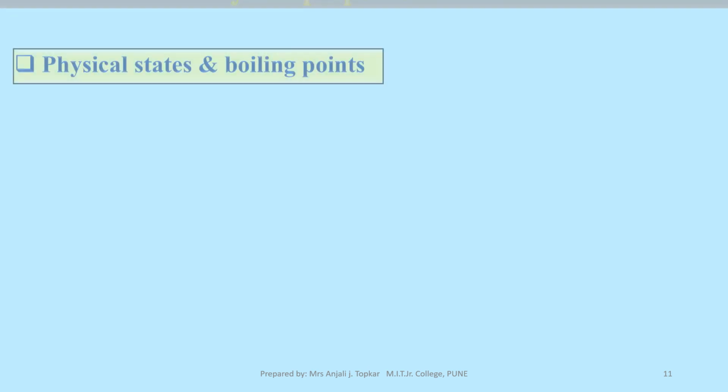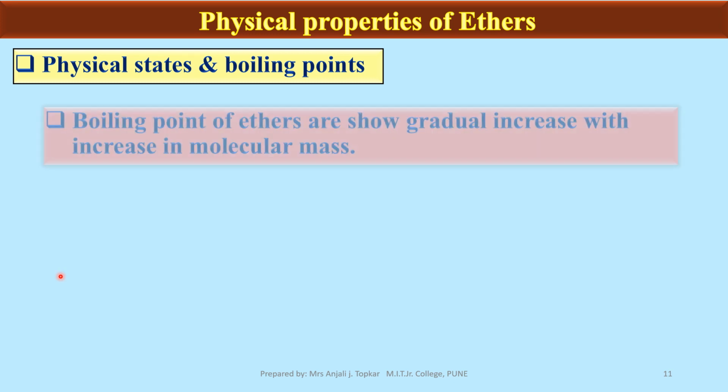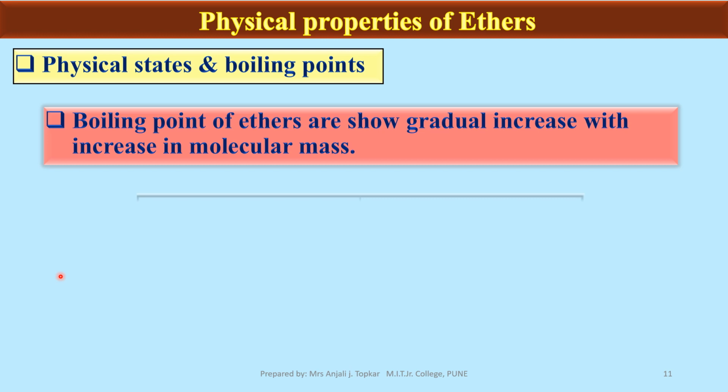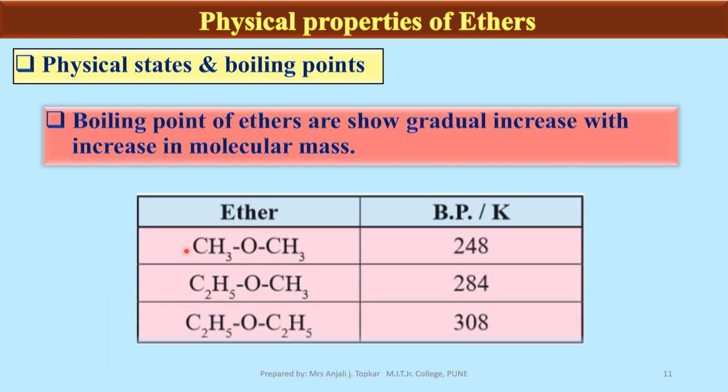And boiling points of ethers. The boiling point of ethers shows a gradual increase with the increase in molecular mass, as can be seen here. As the molar mass increases, we find the boiling point gradually increases.